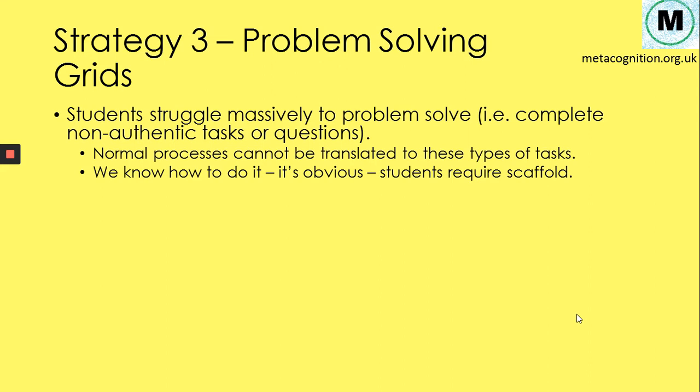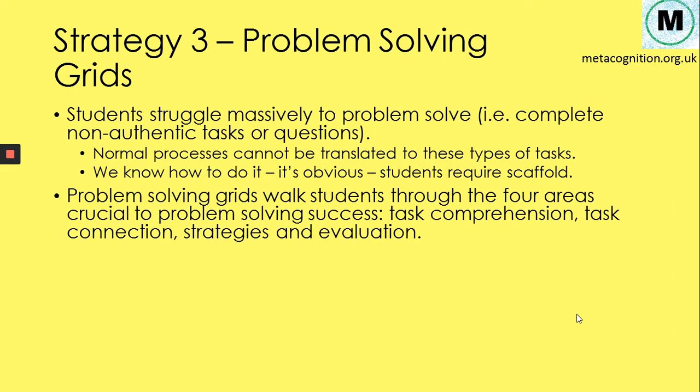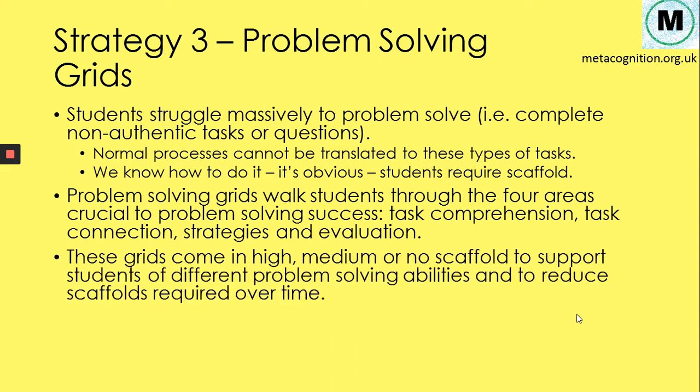The normal processes that they use cannot just be translated to these tasks, so they require something else to help them. Now, these grids walk students through the 4 different areas they need to go through to be successful problem solvers. And it links back to these 4 key questions I've mentioned before: task comprehension, task connection, strategies, and evaluation. These 4 areas won't guarantee success, but they will push students towards far higher levels of success.